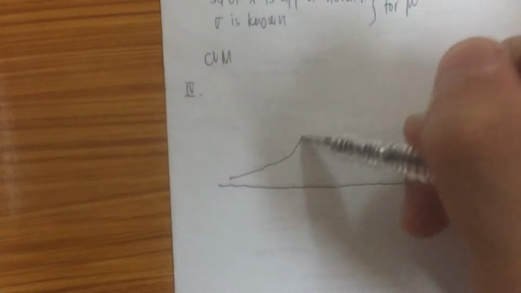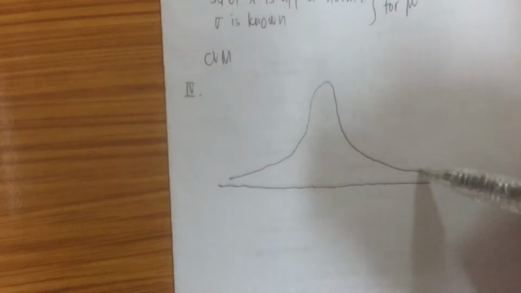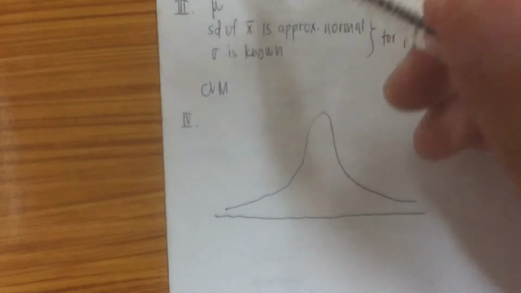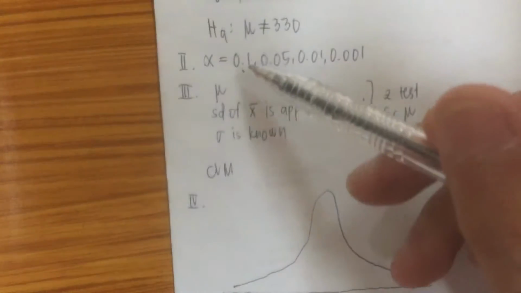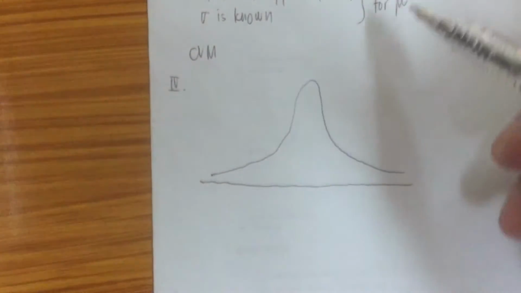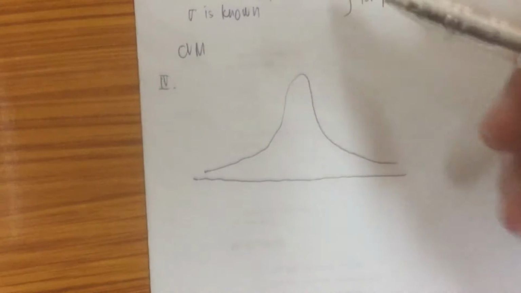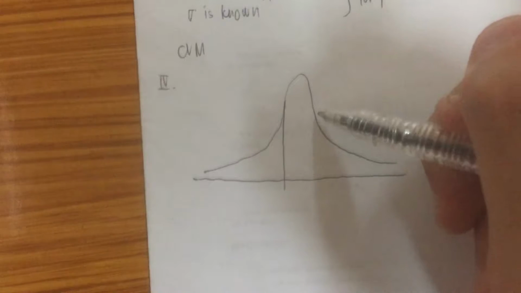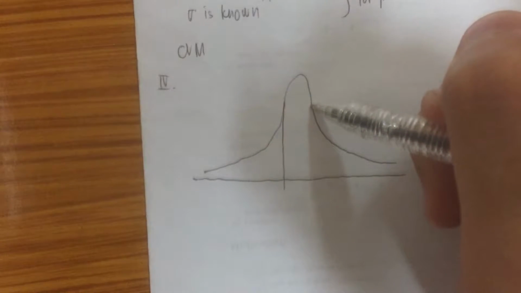So if this is your z-curve, again, for every value of alpha, there should be two critical values. So the total area of the rejection area should be equal to alpha. If that should be divided into 2, then each side should be alpha over 2. So for the first value of alpha, which is 10%, the first critical value will be the z-score with 5% area to the left, and the other one is the z-score with 5% area to the right.